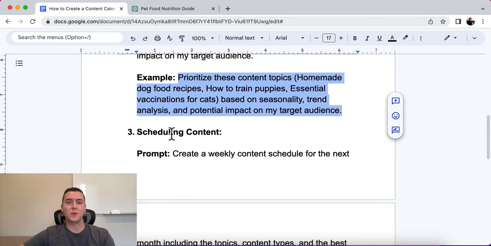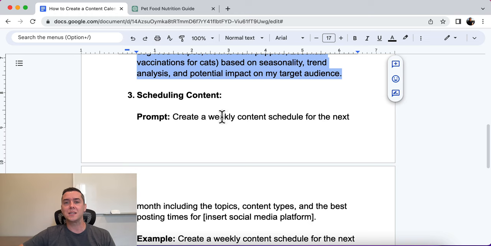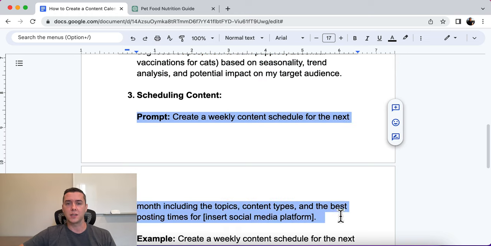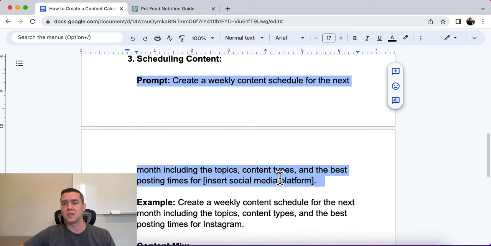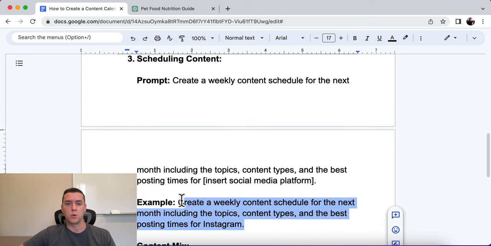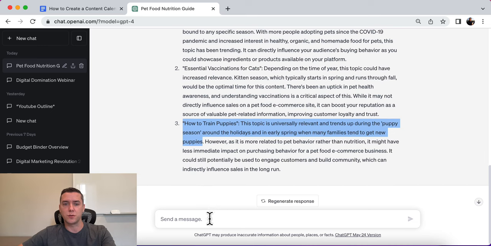Number three, scheduling content. We want to schedule it ahead of time. We don't want to just scramble for our content the day of. So this is the prompt. Create a weekly content schedule for the next month, including the topics, content types, and the best posting times for insert social media platform. So whether it's YouTube, Facebook, Instagram, we want to have a calendar for it, all right?